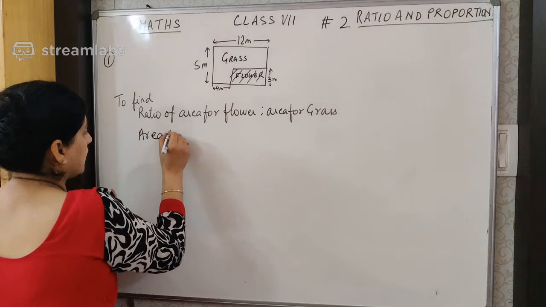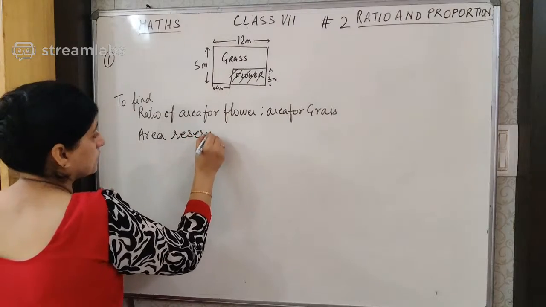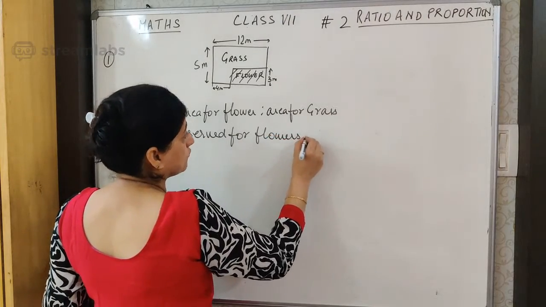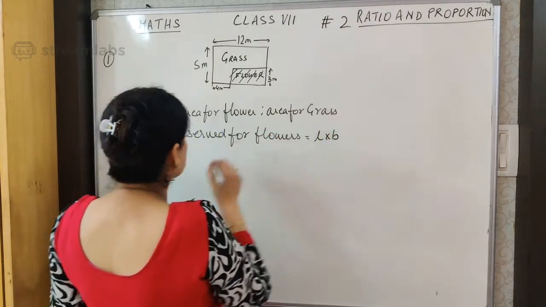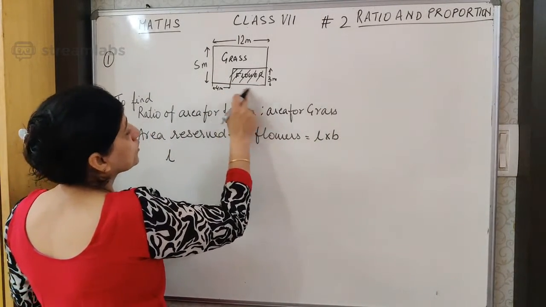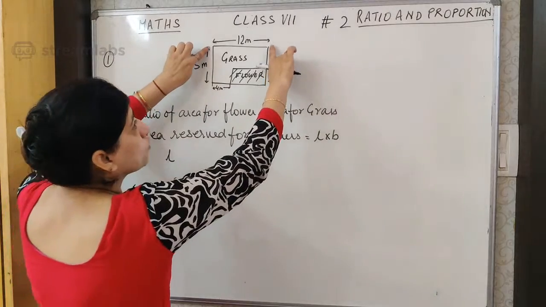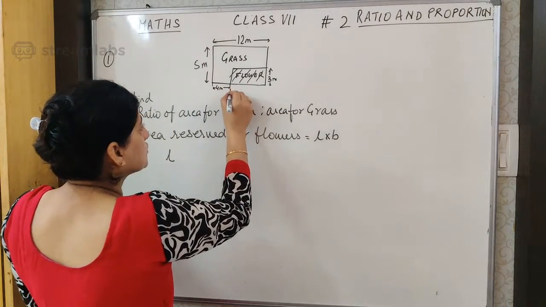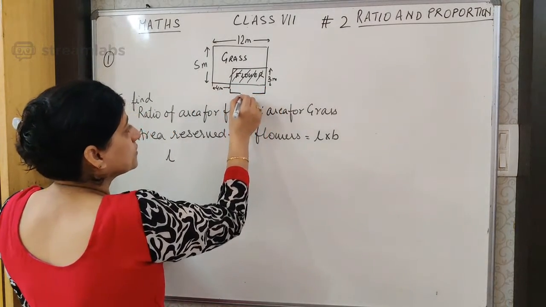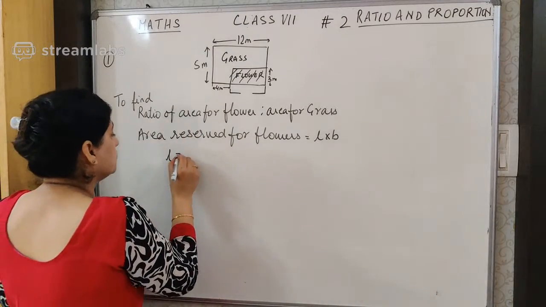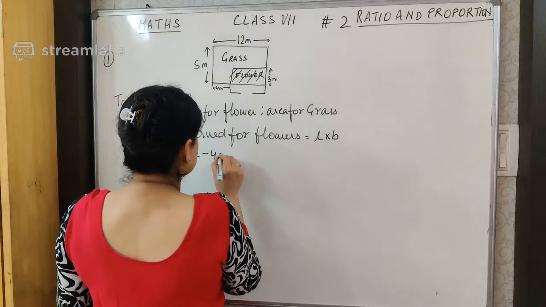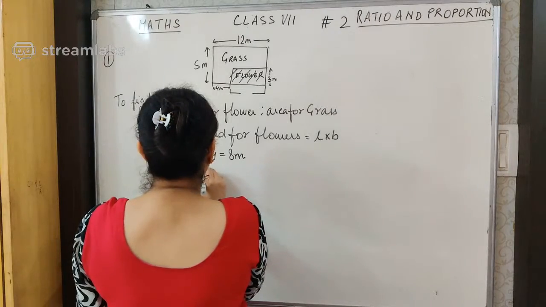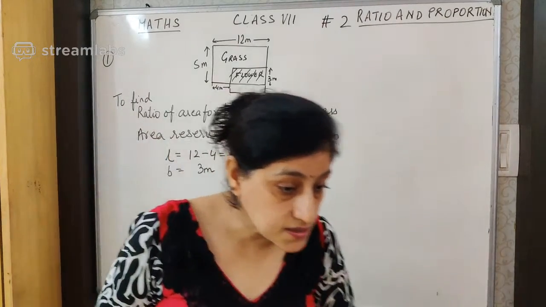Area reserved for flowers will be equal to length into breadth. Now what is the length of this flower bed going to be? Look very carefully. This whole thing is 12, out of which this is 4. So what will be the length of this portion? Can you tell me? I would like to hear from you. Meanwhile, I am writing it down and let's see, do the answers tally? The breadth is already given to me, 3 meter. So can I see the answer from you?